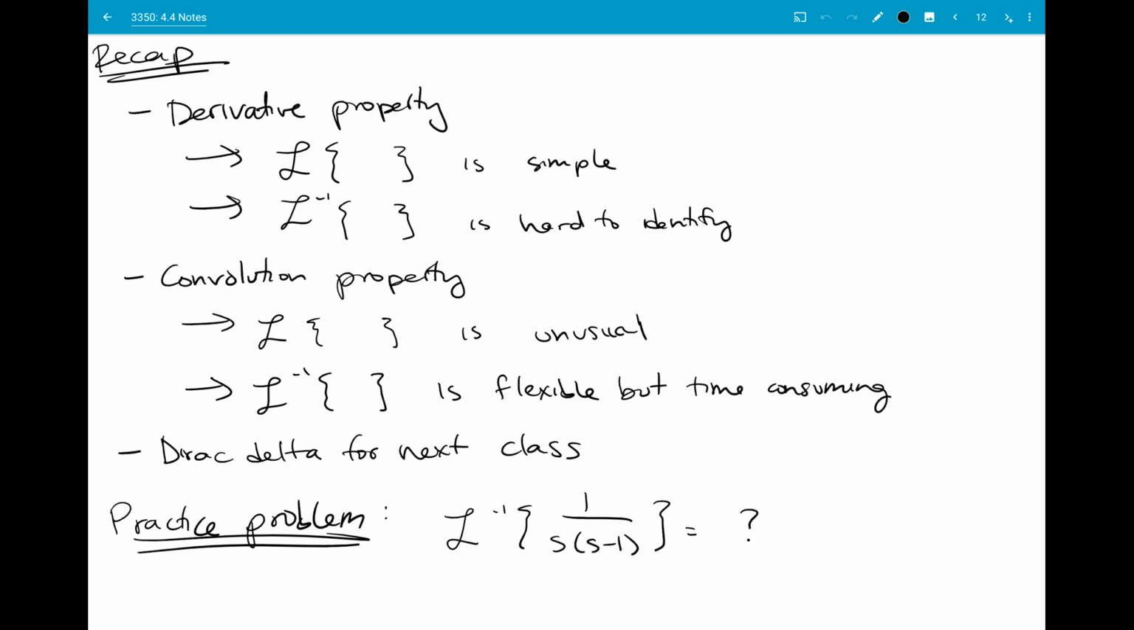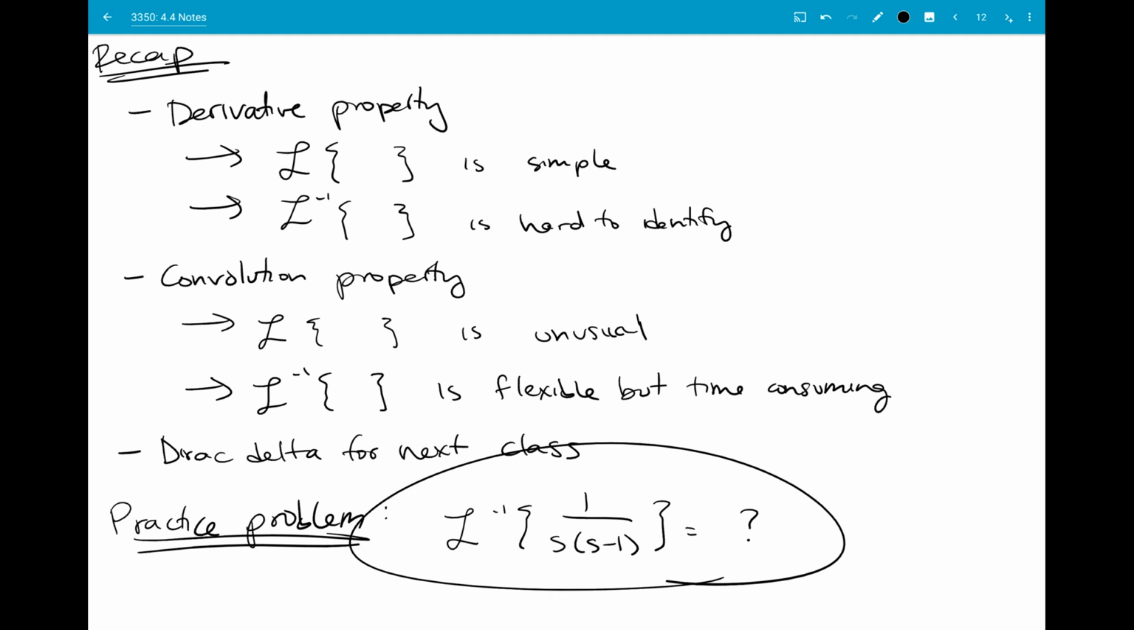So to recap, we talked about the derivative property. The forward direction, taking the Laplace transform, is pretty simple, and hopefully you can see when it shows up. The inverse Laplace transform of something that uses the derivative property can be hard to identify, so I told you to just sort of know a couple of cases that you might be able to fall back on. The convolution property, the Laplace transform of a convolution is unusual when it comes up. The inverse Laplace transform of a product that leads to a convolution is really flexible, but it's also really time consuming. And then I noted that we went over the Dirac delta for next class.